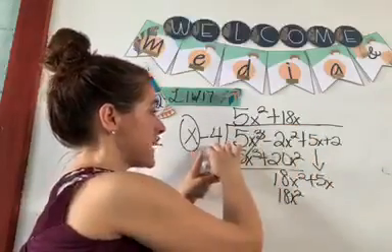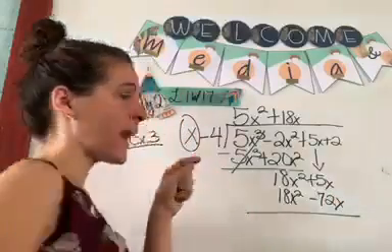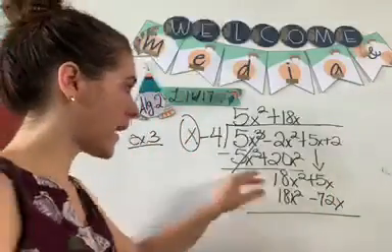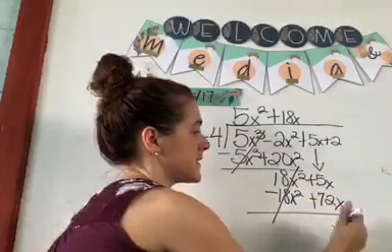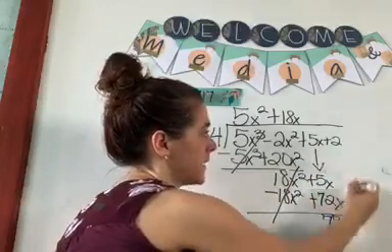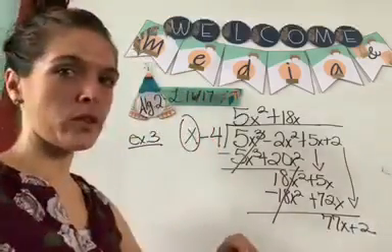18 times -4, you get a negative 72x. Okay, change your signs to make these cancel out. So you have this is negative and this is positive. Cancel out the 18s, and this is 77x. Bring this down, plus 2. Okay? Keep going with the process.